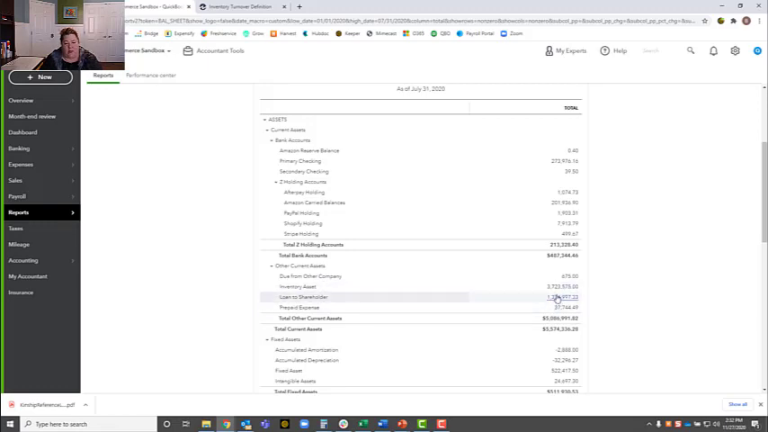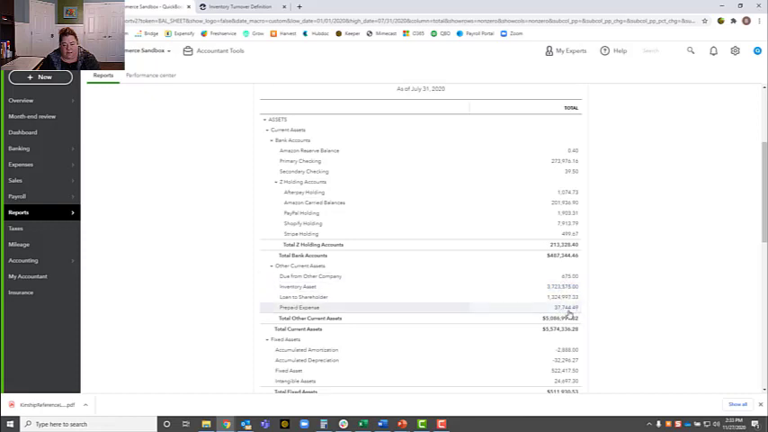Okay, so if I'm removing this, the rest of these things I could probably convert into cash pretty quickly. I would expect to get paid from these various holding accounts within a reasonable period of time. My inventory asset, I could have a huge blowout sale and liquidate everything.